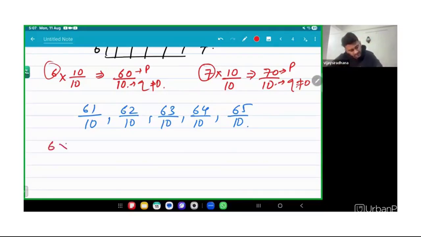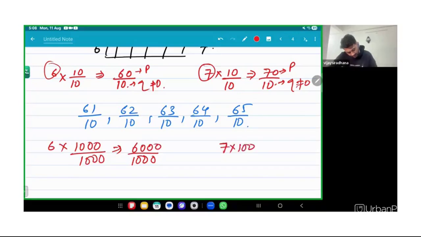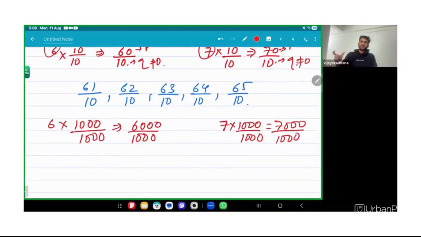What you will do is 6 multiplied by 1000, divided by 1000. So it is nothing but 6000 divided by 1000. This is nothing but 6. And 7 can be written by multiplying and dividing in the same way. So this one would be 7000 by 1000. So between 6000 and 7000, it is very easy to get the 100 numbers, isn't it? So these are some examples of how you can approach the question.